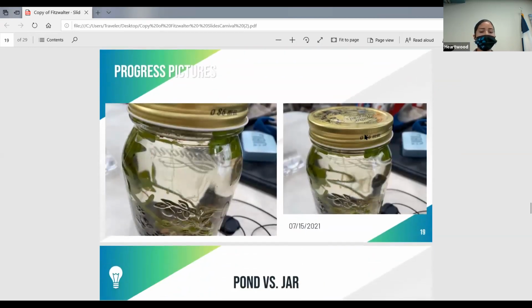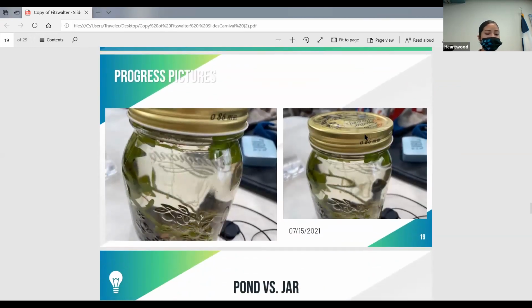So here are some progress pictures of my experiment. My focal point is that there was a lot of algae growing in the jar, which suggests that there was a lot of exposure to light. These pictures were taken around July 15th.